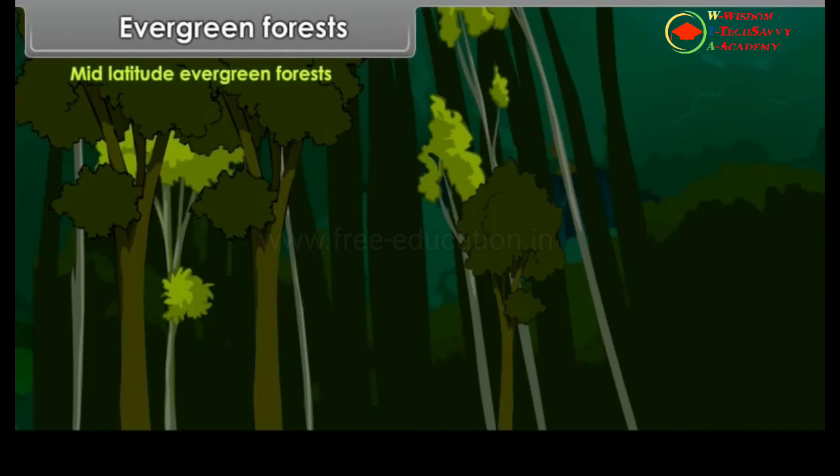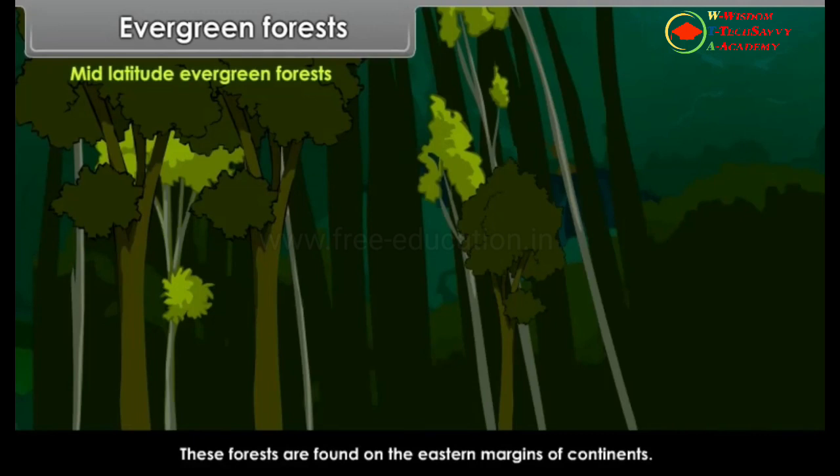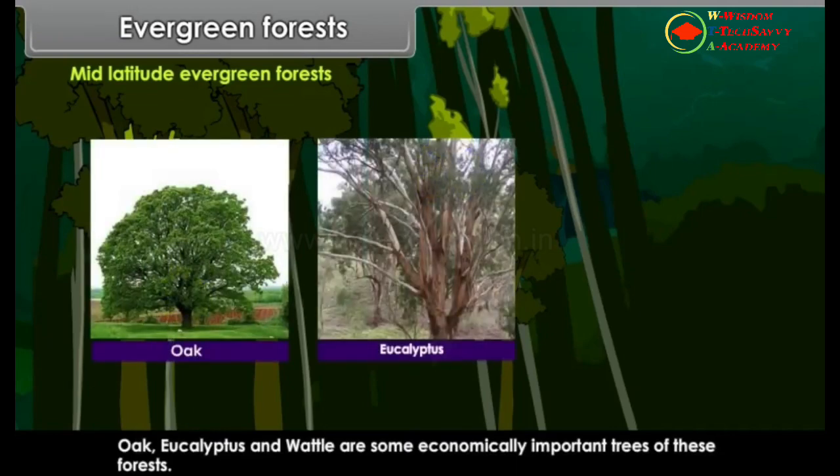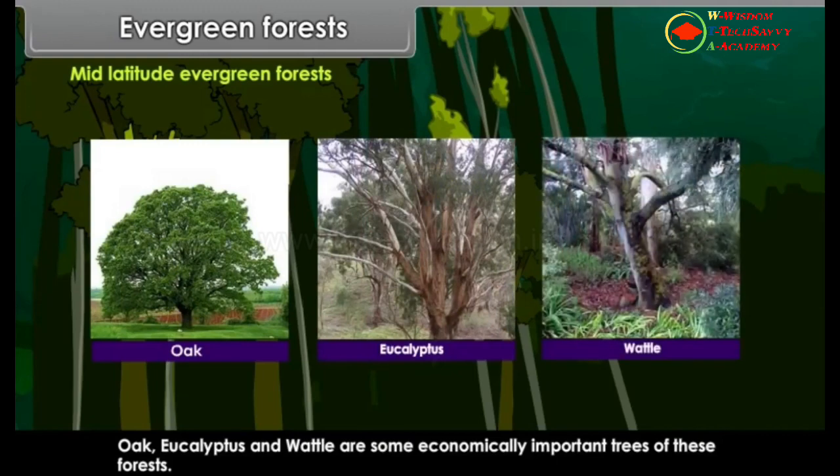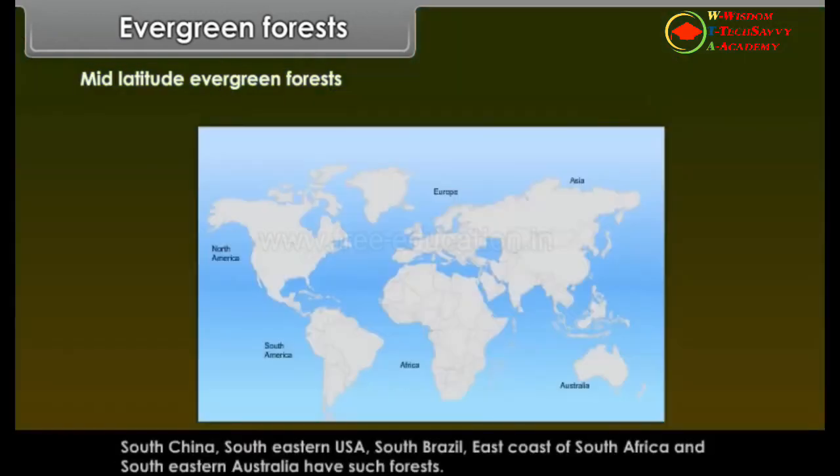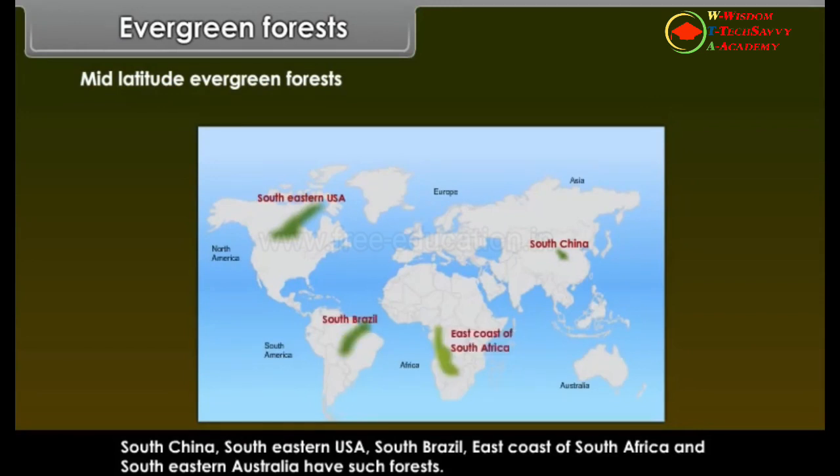Mid-latitude evergreen forests. These forests are found on the eastern margins of continents. These forests contain hardwood trees with broad leaves. Oak, eucalyptus, and wattle are some economically important trees of these forests. South China, southeastern USA, South Brazil, east coast of South Africa, and southeastern Australia have such forests.